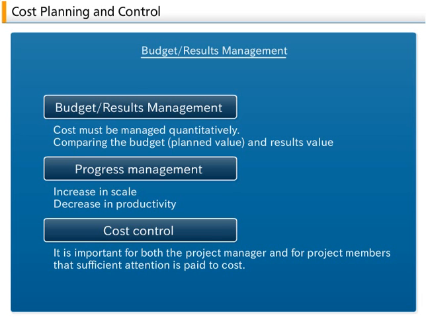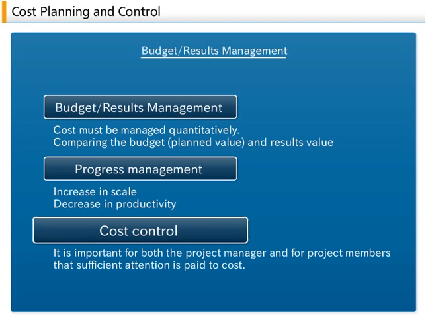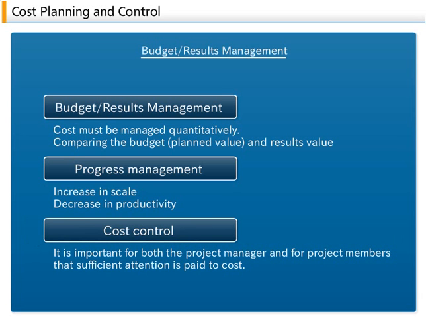In project management, meeting the delivery date for the final product, the ultimate goal of the project, as well as the function, quality, and performance standards are all extremely important. However, it is equally important to perform careful cost control, reduce costs, and complete the project within the established budget. Therefore, it is important for both the project manager and for project members that sufficient attention is paid to cost.